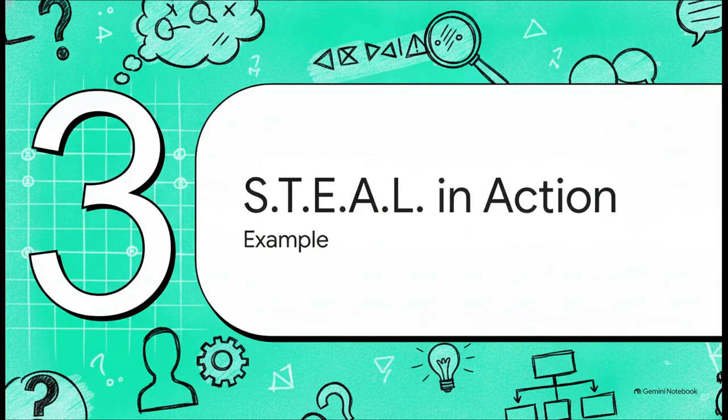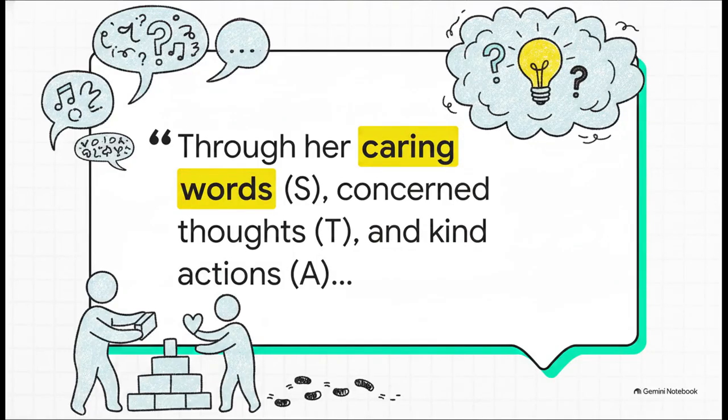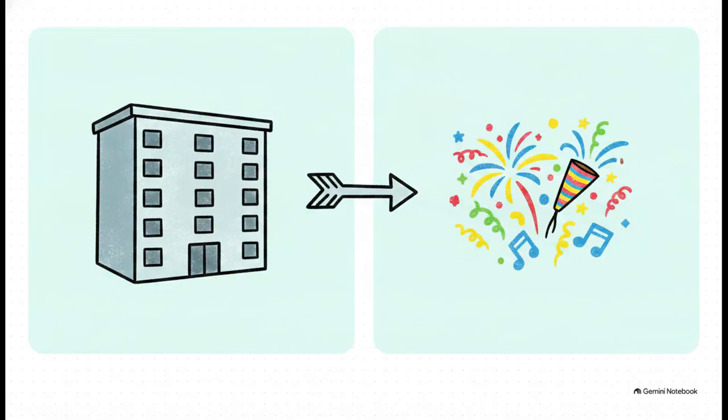Let's see how this works in practice. Section 3, example, STEAL in action. Take a look at this. Notice how this analysis doesn't just lazily say, Maria is nice. Instead, it points directly to the textual evidence. The writer used caring words for speech, concerned thoughts for thoughts, and kind actions for actions. By citing these specific methods, we're doing true, rigorous literary analysis based purely on the concrete evidence the author left us. And we can also use this toolkit to compare characterization methods across different texts and scenes.